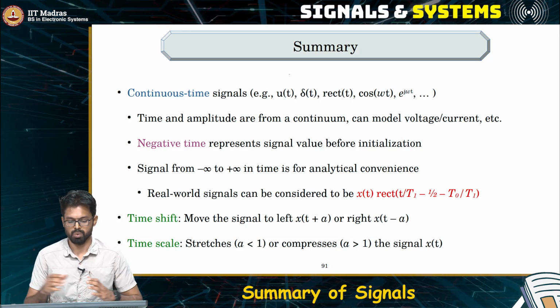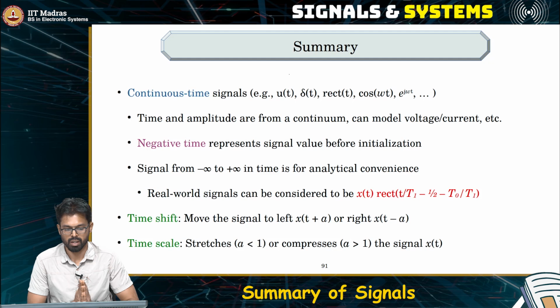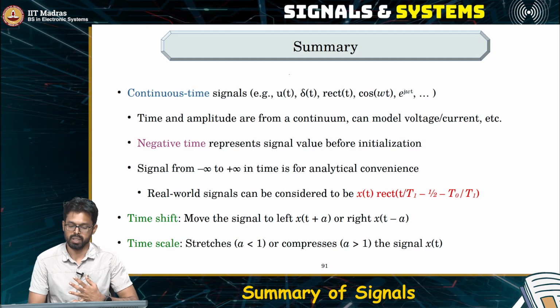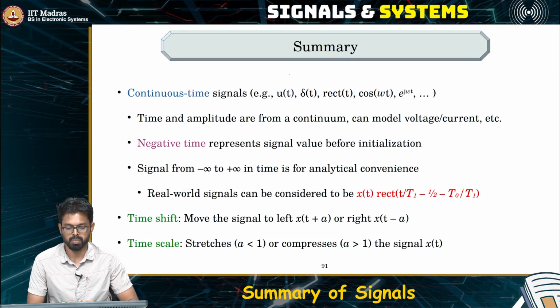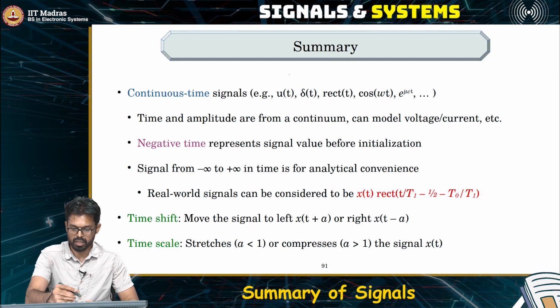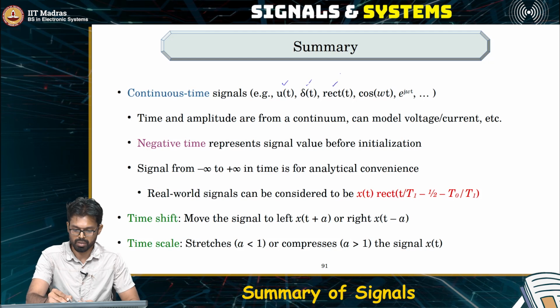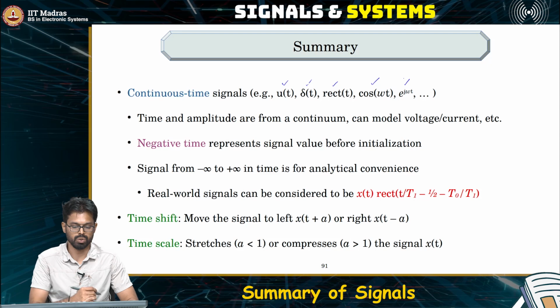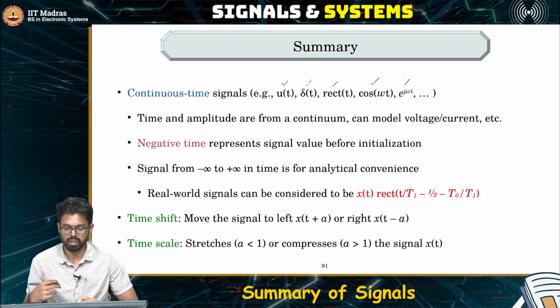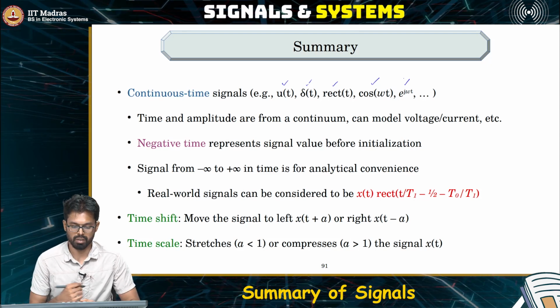Okay, so what have we seen? We first saw what are continuous time signals, and then we saw some standard examples of them, which are the step function, the Dirac delta function, and the rectangular function, the sinusoid, the real valued sinusoid, and the complex valued sinusoid. These are the key functions which we'll repeatedly keep using again and again in future.